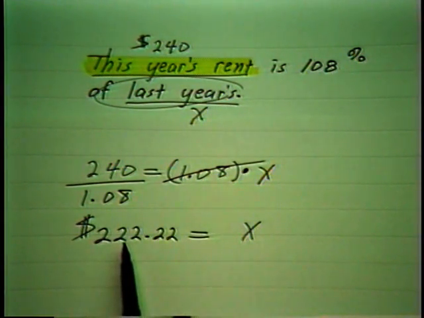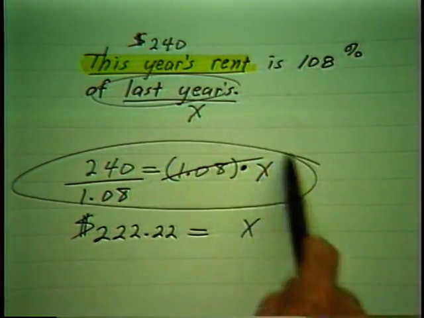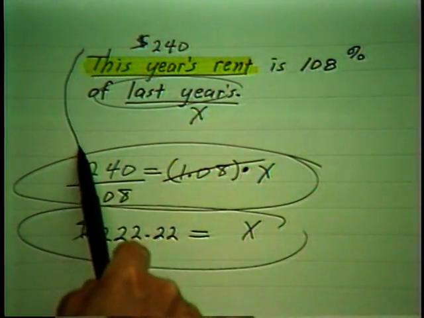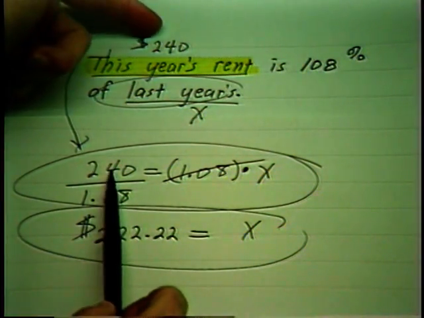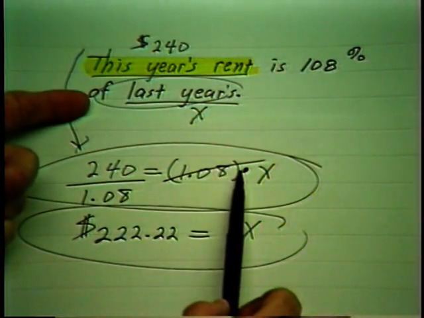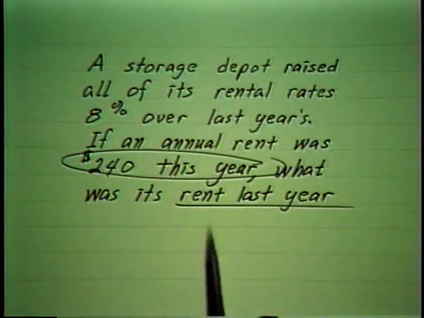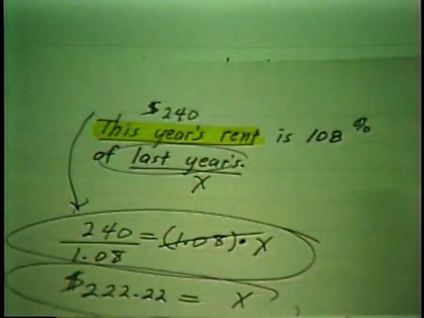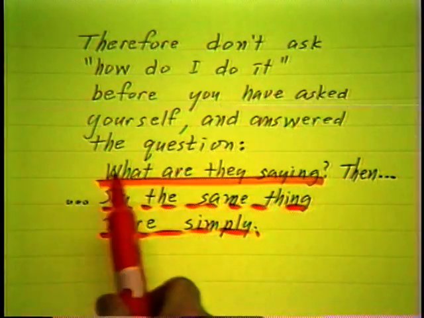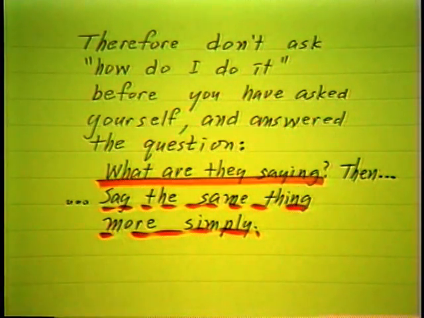And the rent last year was indeed less than this year's. This spot here is the pure math. This is arithmetic. This translation really is still not half bad. 240 is 108% changed into a decimal of last year's. So that's easy. So where was the problem? In going from many words to few words. And that's found by asking, what are they saying? And somehow saying the same thing more simply.